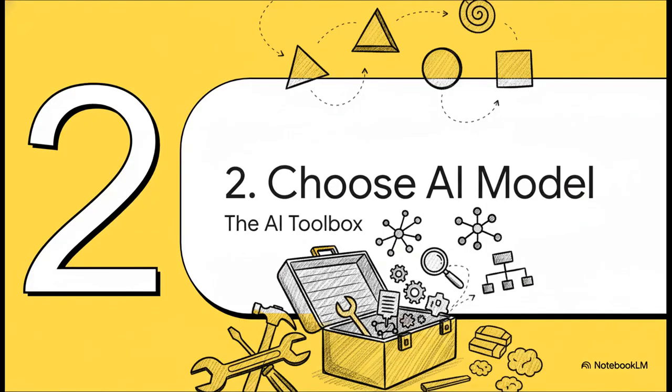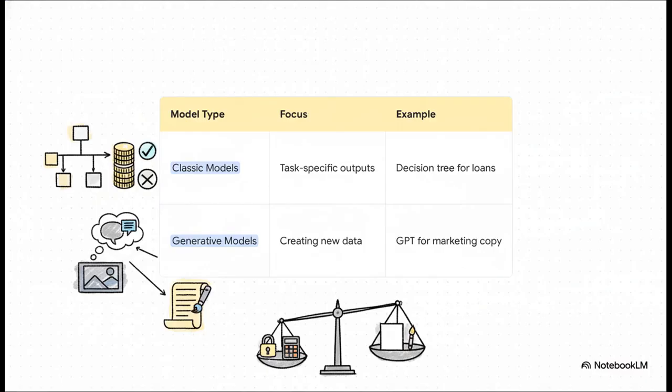All right, with a clear use case locked in, it's time to open up the toolbox. We need to pick the right AI model for the job. And to do that, you've got to understand the options available to you. So the first big choice is between classic and generative models. Classic models are kind of the old guard. They're task-specific, they're deterministic. Think of a decision tree that decides on a loan application. But then you have generative models, which are the new power players. These are the ones that can create brand new content, like a GPT model writing your marketing emails. Two very different tools for two very different jobs.